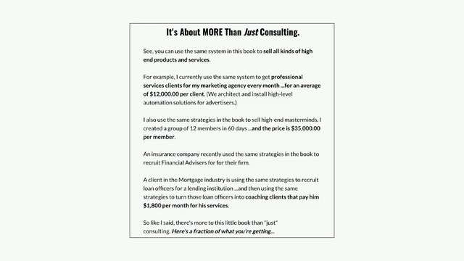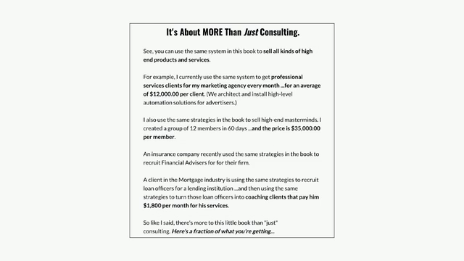For example, I currently use the same system to get professional services clients for my marketing agency every month for an average of $12,000 per client. We architect and install high-level automation solutions for advisors. I also use the same strategies in the book to sell high-end masterminds. I created a group of 12 members in 60 days, and the price is $35,000 per member.